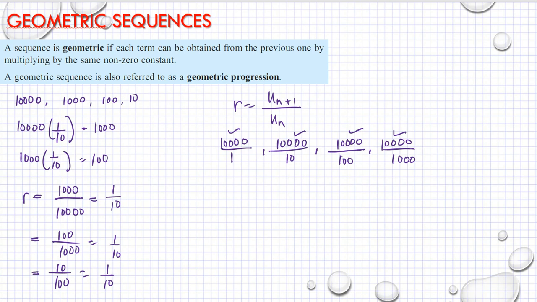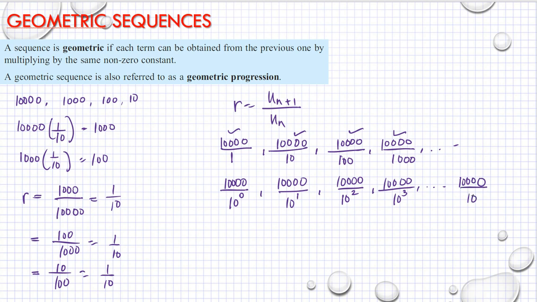But if we simplify, we have 10,000 divided by 10 raised to 0, that is 1, and we have 10,000 divided by 10 raised to 1, and then 10,000 divided by 10 raised to 2, and then 10,000 divided by 10 raised to 3, and so on. So the general term of this now is 10,000 divided by 10 raised to n minus 1.